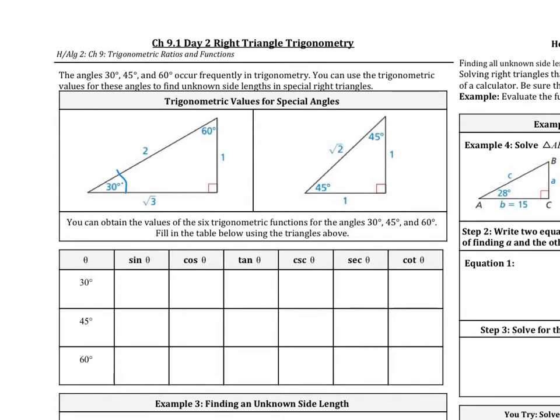Sine of 30 degrees, remember that's opposite over hypotenuse, so that would be 1/2. Cosine of 30 is adjacent over hypotenuse, so that is √3/2. And then tangent is opposite over adjacent, which is 1/√3, or if we rationalize, it is √3/3.